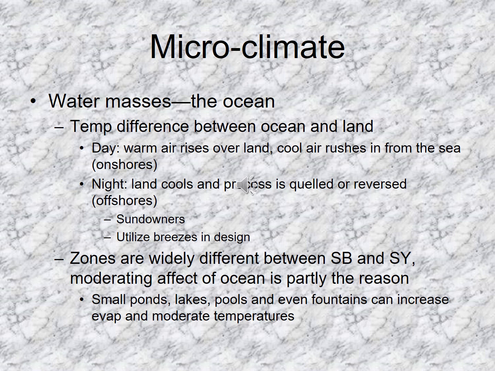The temperature difference between the ocean and the land is what causes the moderating effect. The ocean holds on to its temperature, doesn't get cooler very fast and doesn't warm up very fast. So it tends to keep the land more moderate in temperature.